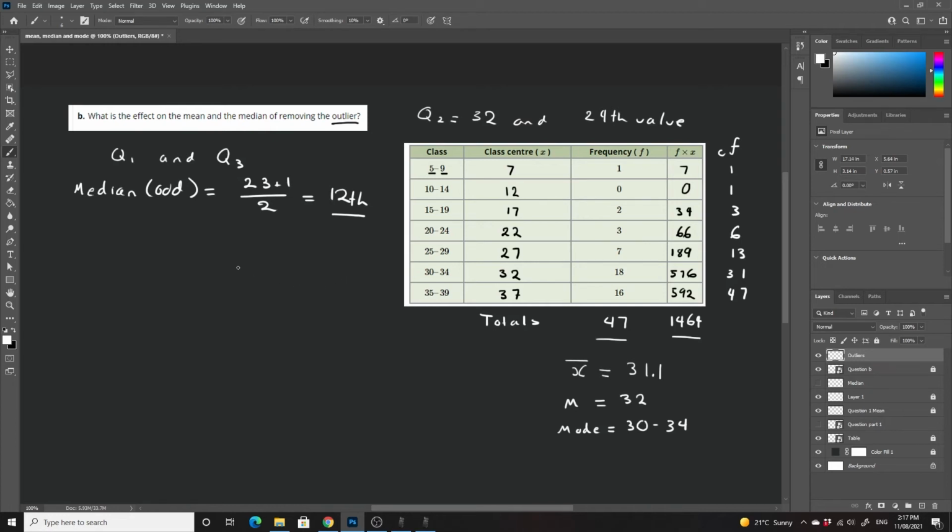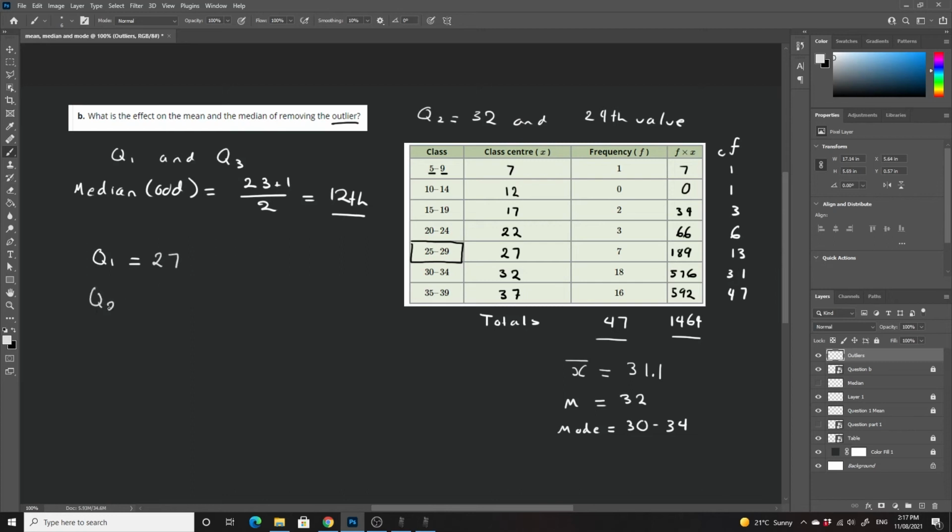So we go back to find these values. We go back to our cumulative frequencies. We know our quartile 1 is going to be equal to our 12th value. So we look at our cumulative frequencies, and we see that our 12th value is, this is our 13th, so it should be in this bracket here. This goes up to 13, which means that our quartile 1 is going to be equal to our class center, which is 27.